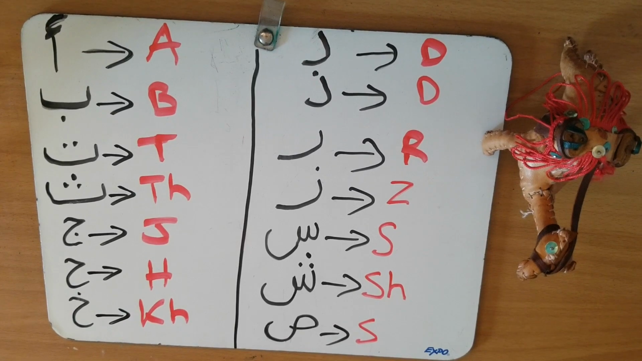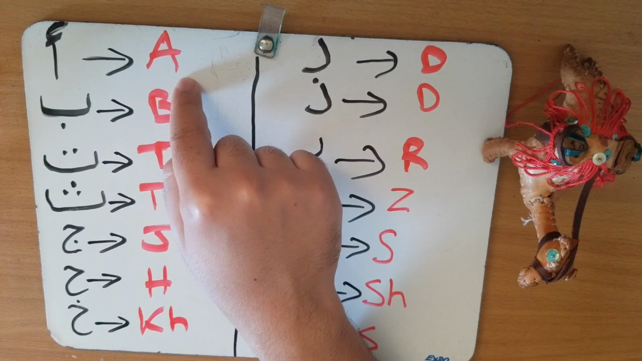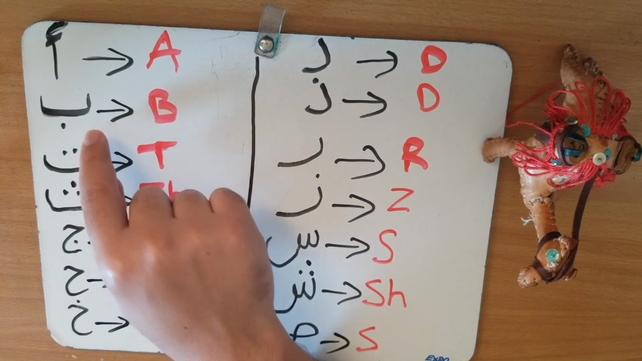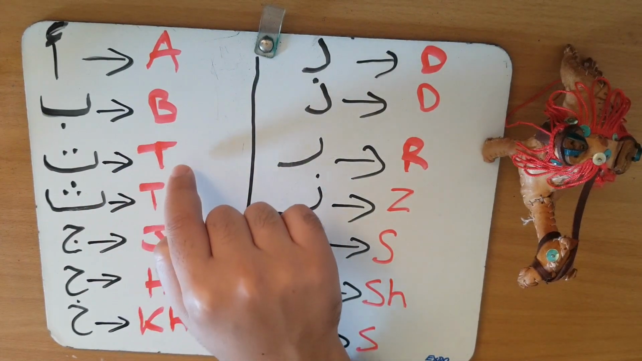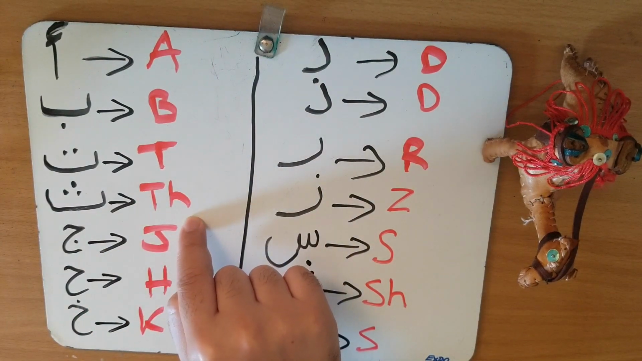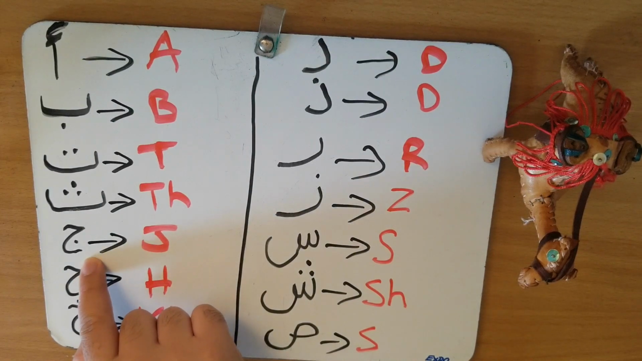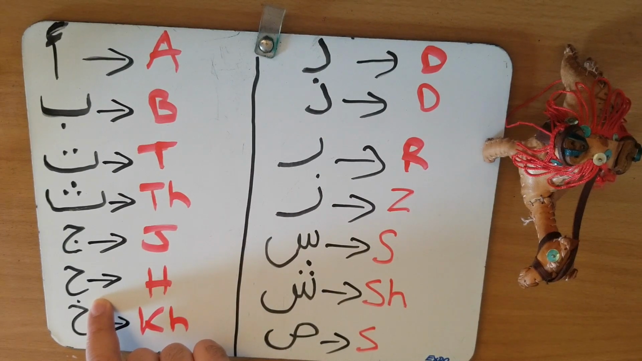So now that we learned the Arabic alphabet, we're going to make a translation of the sounds from the Arabic alphabet to the English written sound. Alif translates to the A sound. Ba translates to the B sound. Ta translates to the T sound. Tha translates to the TH sound. Jim translates to the J sound. Ha translates to the H sound. Kha translates to the KH sound.